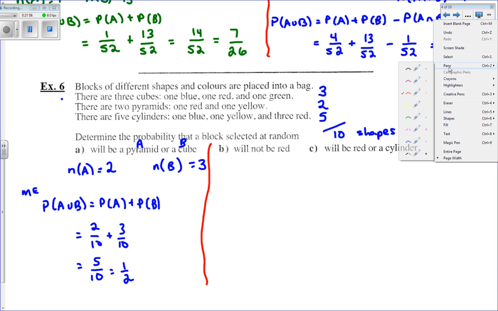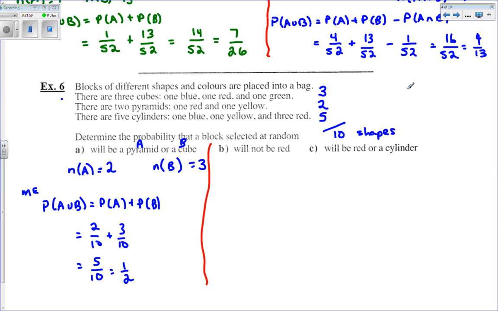Okay, so not red. We want the probability that the shape will not be red. So let's say what we're looking for is not red. I'm going to make that event R prime. So not red means everything else that isn't red. So we have a blue, green, yellow, blue, yellow. So that means there's 5 shapes that are not red, because we have 1 red plus 1 red plus 3 reds is 5. So the probability of not red is 5 out of a total of 10 shapes, which is 1/2.